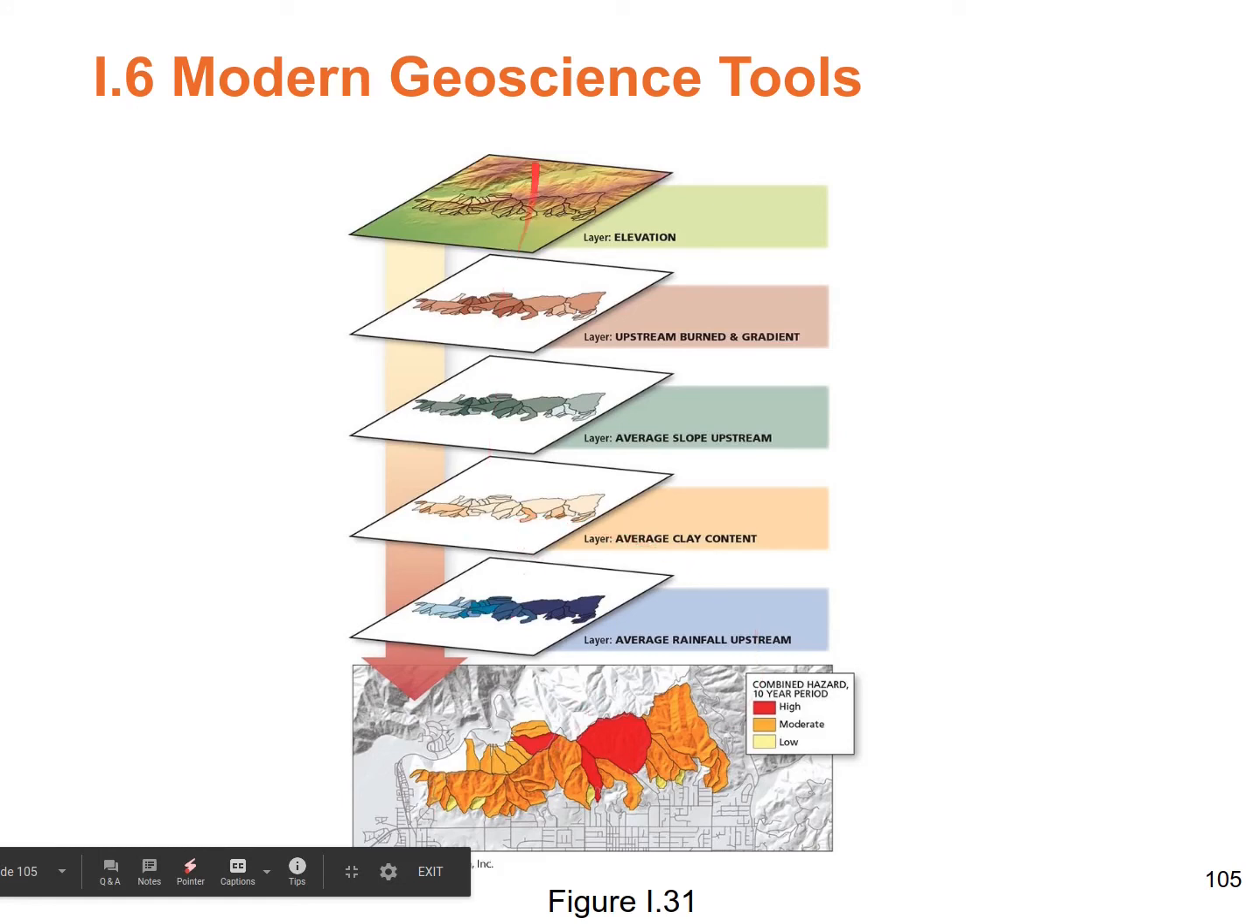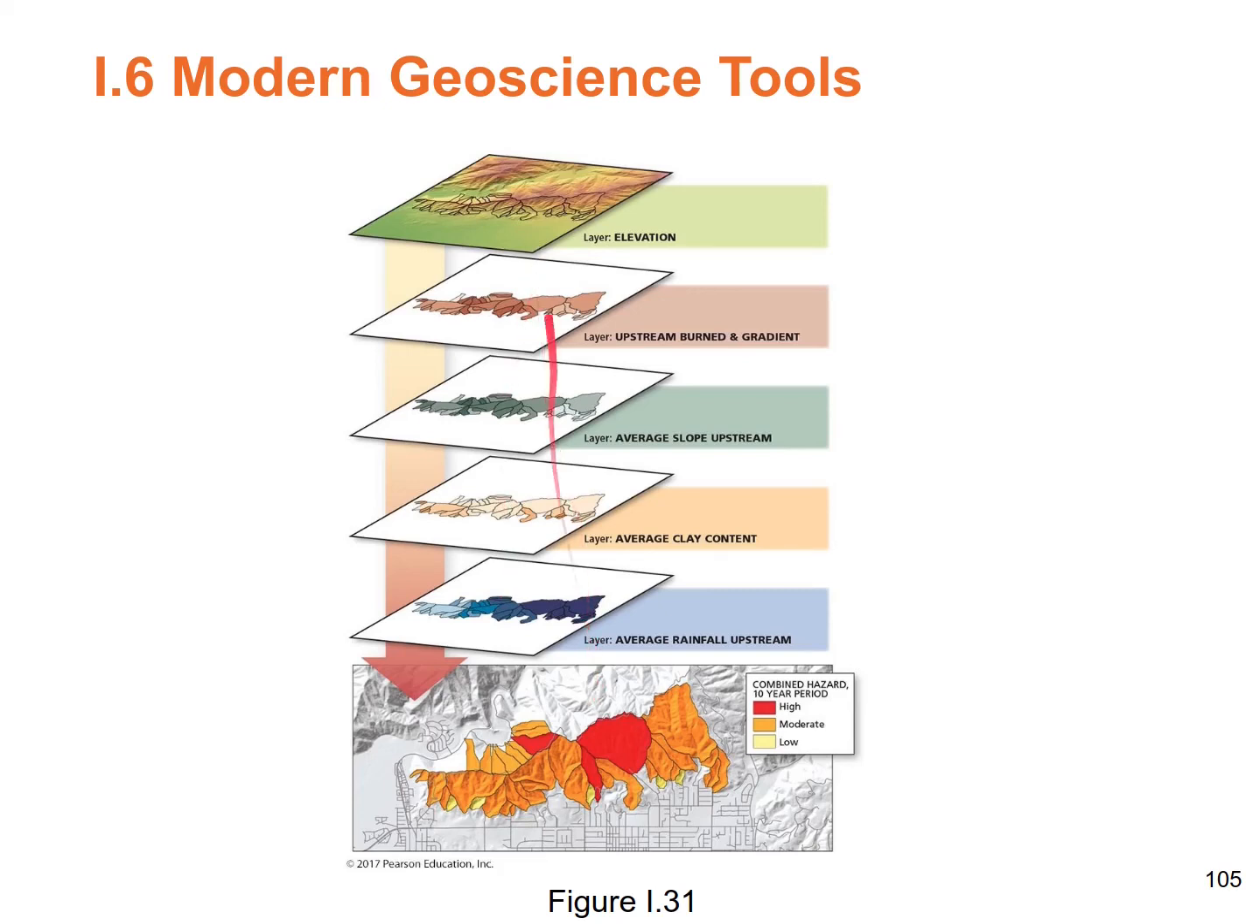So this was a model that the USGS developed to try to predict regions that would have landslides as a result of wildfires. They take an elevation layer, and from that they can compute how steep the slopes are. The steeper the slope, the greater the chance. They can look at how much upstream has burned. The more bare ground there is, the greater the danger for a landslide. Clay, when it gets wet, is really slippery, so the more clay there is in the soil, the more slippery the soil will get when it gets wet. And then rainfall upstream: the more rainfall you'd expect to get in a storm, the greater the hazard.